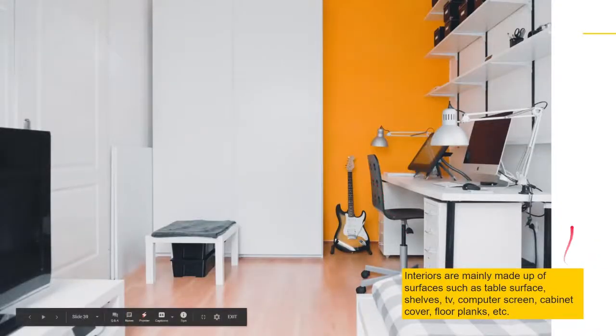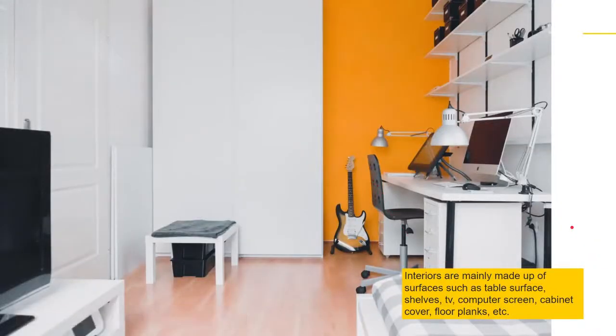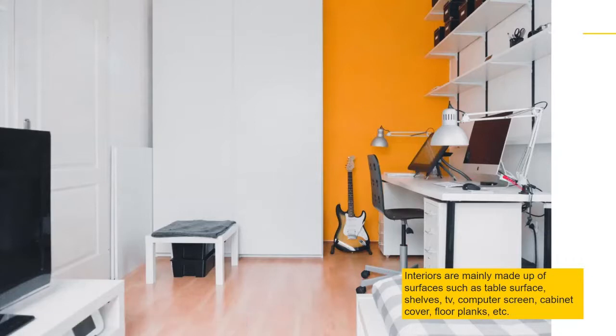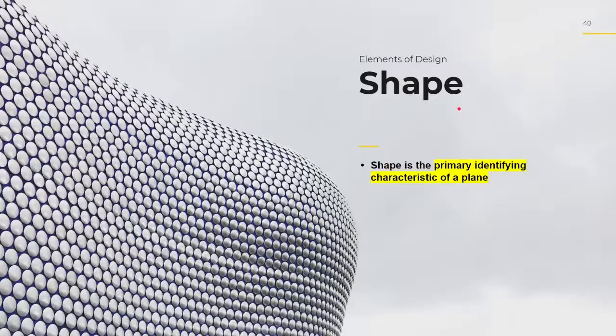Interiors are made up of surfaces such as table surfaces, shelves, TV, computer screen, cabinet cover, floor, and ceiling. In interior space, anything that can be experienced through touch or through visual weight is actually a surface or a plane. So you have your wall, your cabinetry, and your flooring, even up to your tables and your shelving.